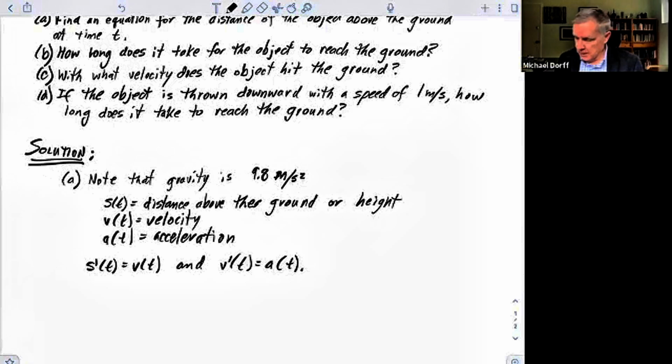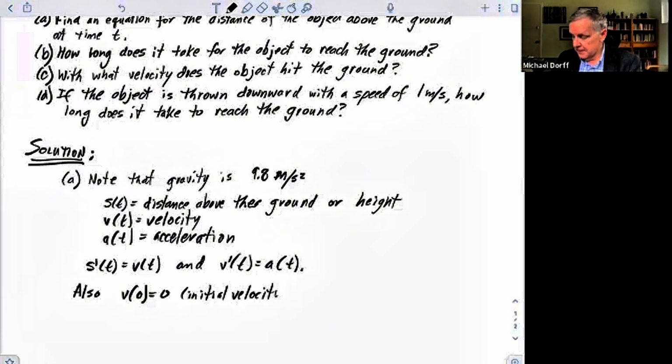All right. Also, I know the initial velocity. What is the initial velocity? How fast is the object traveling before I drop it? Well, it's 0. So that's the initial velocity, since I haven't dropped it yet. Also, what's the initial height? Before I drop the object, how far is it above the ground? It's 100 meters. So that's the initial height or distance above the ground.